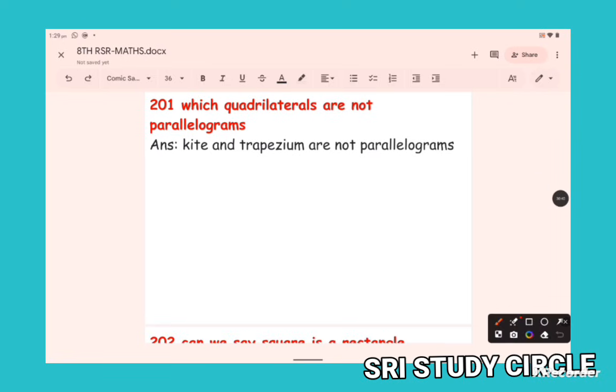Which quadrilaterals are not parallelograms? Kite and trapezium are not parallelograms. Trapezium means only one pair of opposite sides is parallel, therefore a trapezium is not a parallelogram. Kite means only two pairs of adjacent sides are equal, so a kite is not a parallelogram.